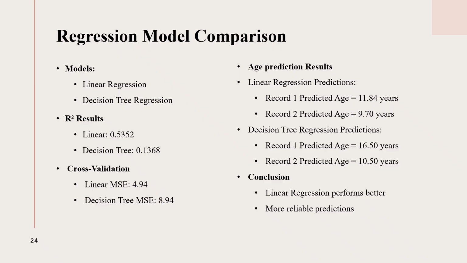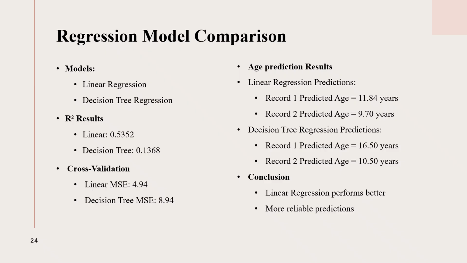Now, looking at the prediction results. Linear regression predicted the age of the first record as 11.84 years, while the decision tree predicted it as 16.50 years, which is significantly higher. For the second record, linear regression predicted 9.70 years, while the decision tree predicted 10.50 years. This difference indicates that the decision tree model tends to produce less stable and less reliable predictions for this dataset.